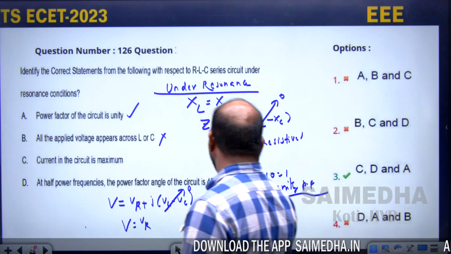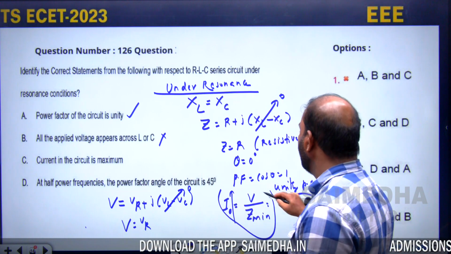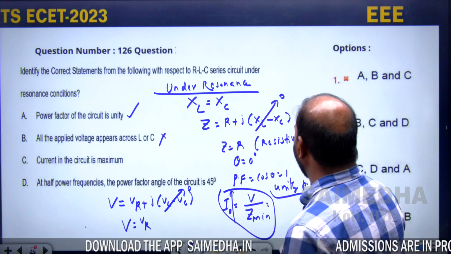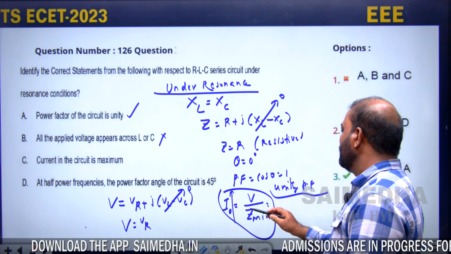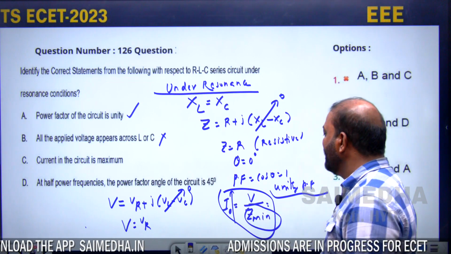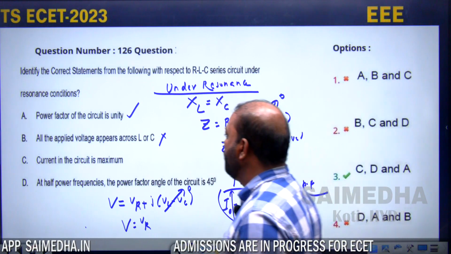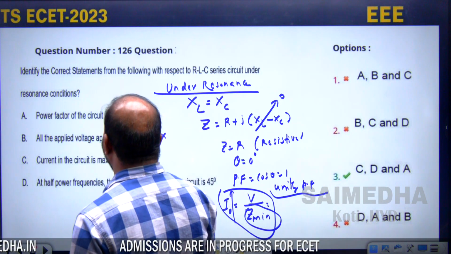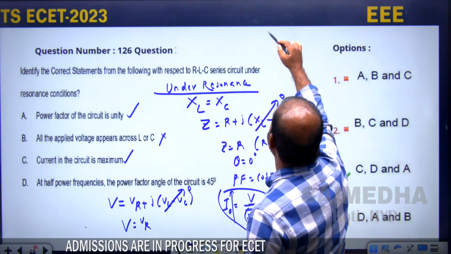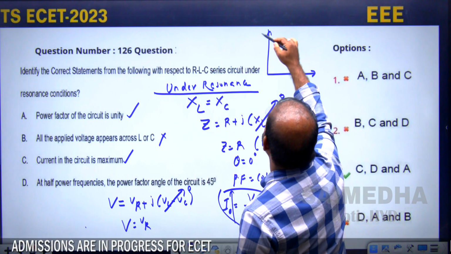Current in the circuit becomes maximum. Of course, since the impedance becomes purely resistive, the impedance is reduced. So under series resonance the impedance is minimum, so the current is maximum. This is also a correct statement.